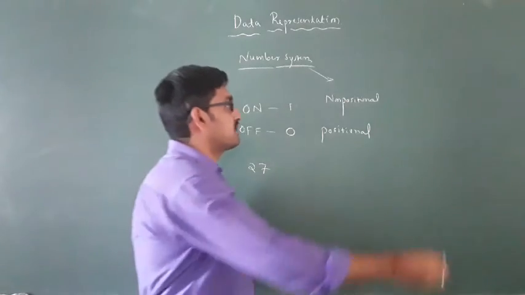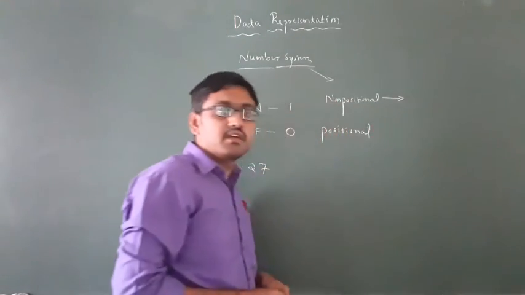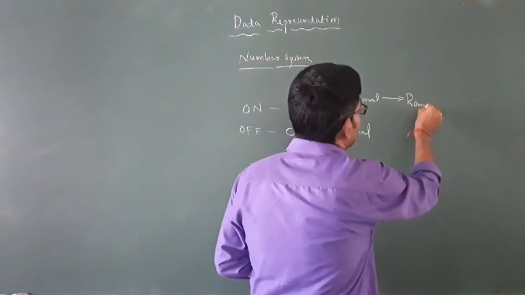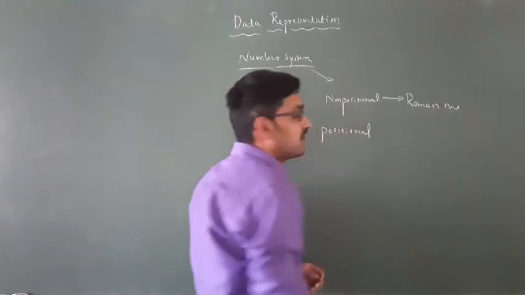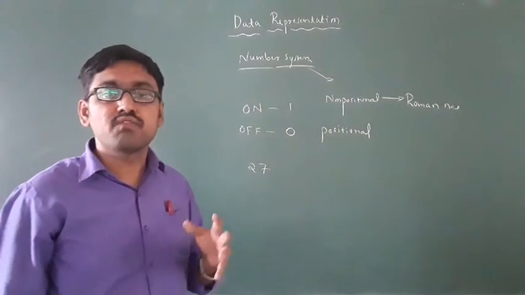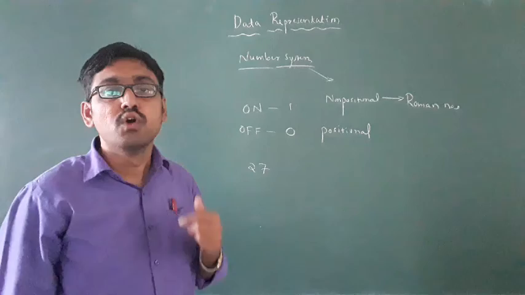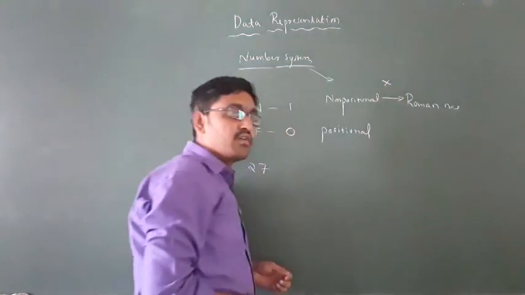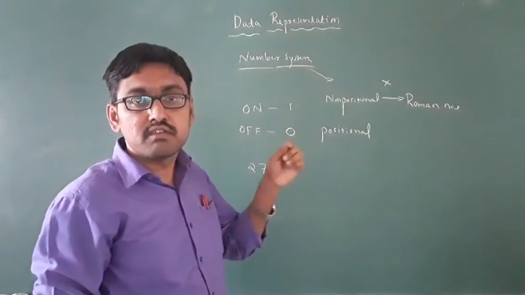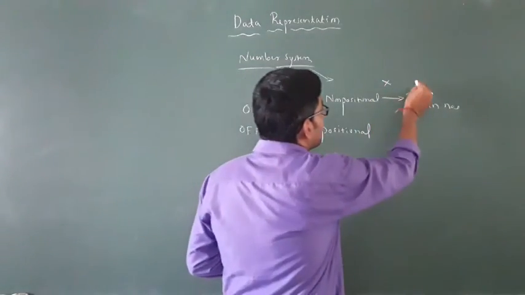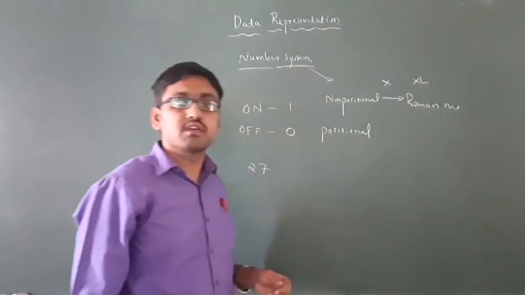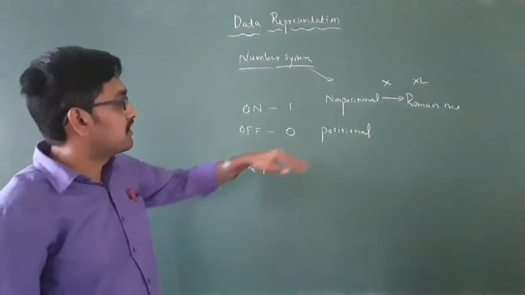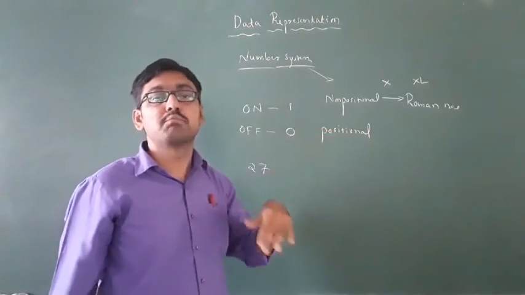The non-positional number system has Roman numbers, already discussed here. Roman numbers are very difficult to understand. For example, X means 10, and if I write XL, its value is 40. It's very difficult to understand and remember. That's why nowadays we are using the positional number system.